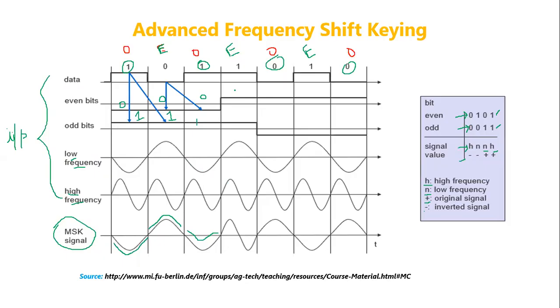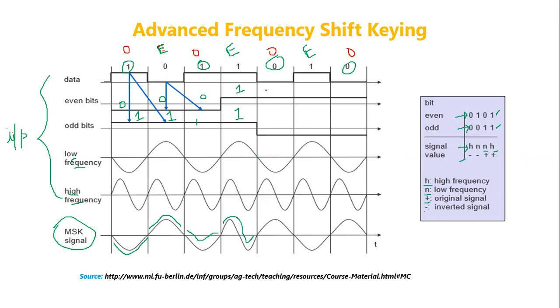Here there is a change. The even bit is now 1, and the odd bit is also 1. In that case, the resultant signal will be the original high frequency signal. You can see the original high frequency signal is this, so the same thing as it is comes to the resultant signal.